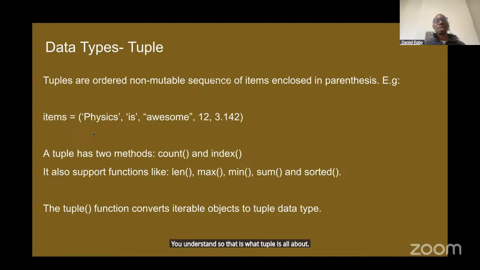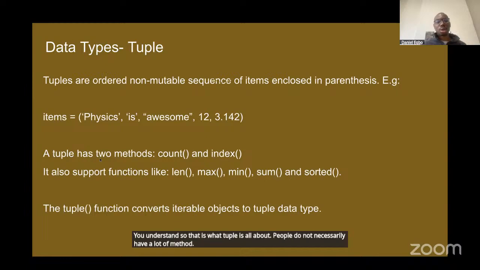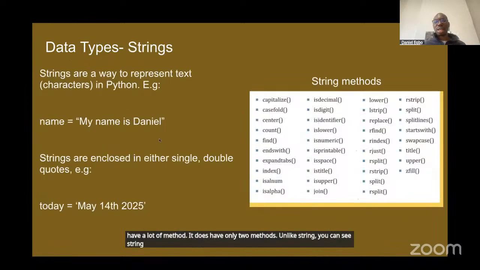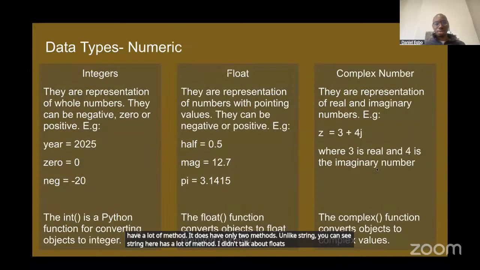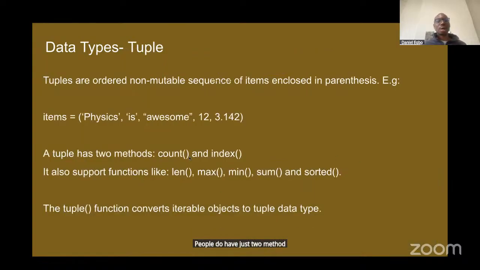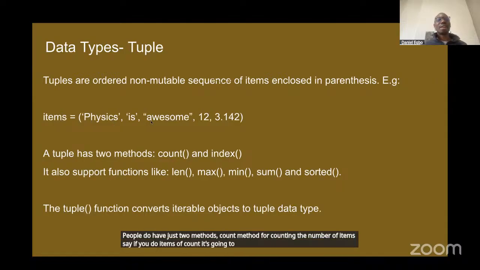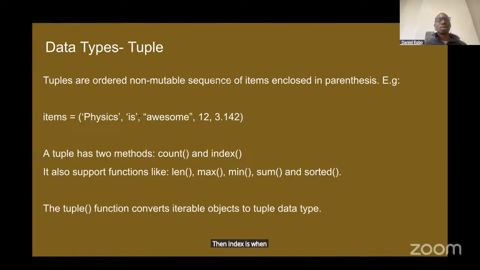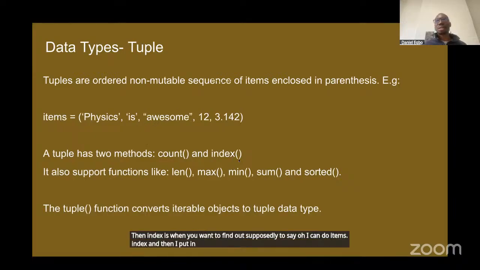Tuples do not necessarily have a lot of methods. They have only 2 methods. Unlike string, which has a lot of methods. I didn't talk about floats, you can check those out; they have their own methods too. Tuples have just two methods. The count method counts the number of items. If you do items.count, it's going to tell you I have 5 items in it. Then index is when you want to find the position of an item. I can do items.index, put in the item, and it's going to tell you 1, not 2.